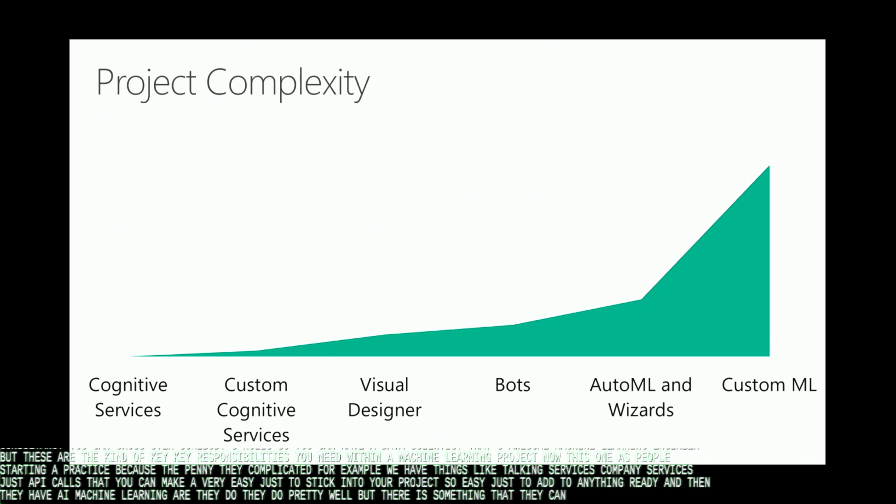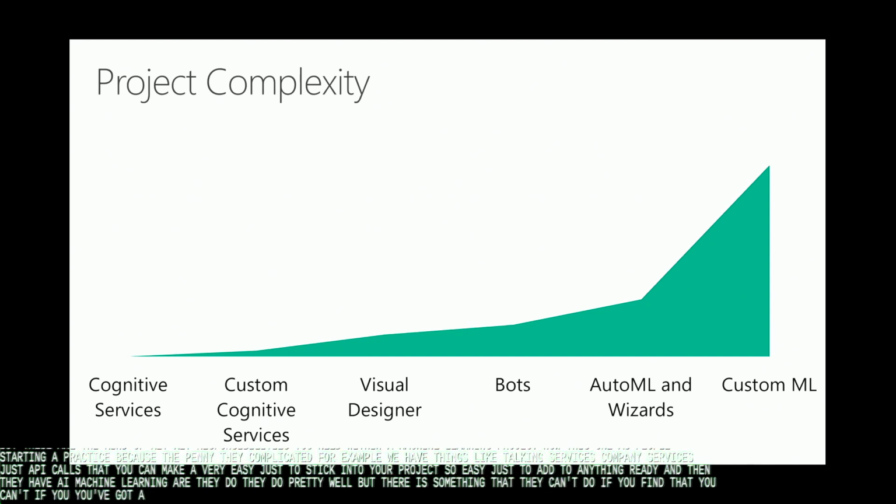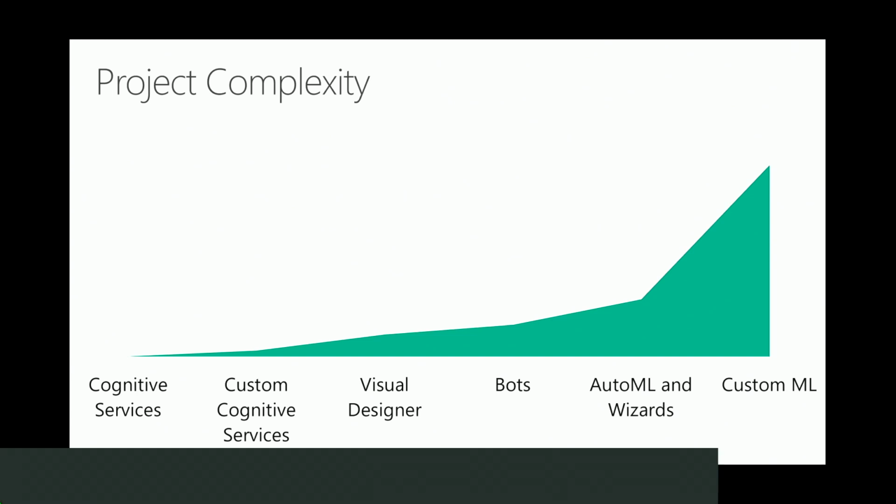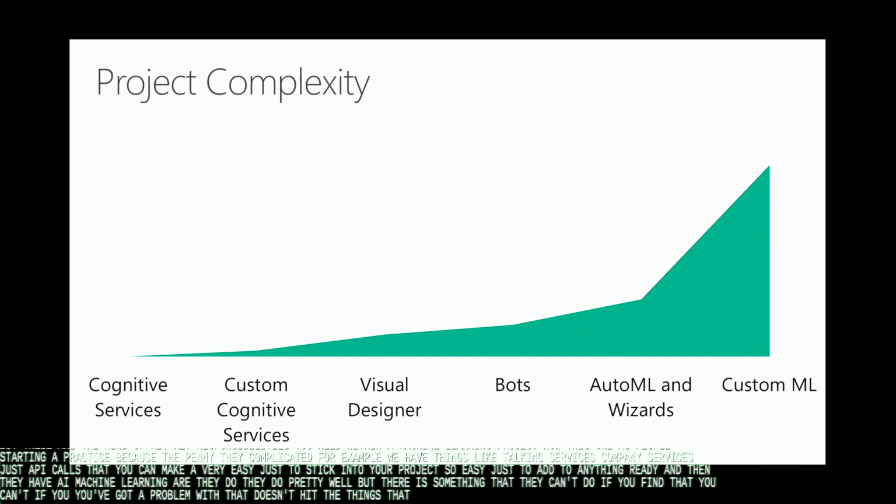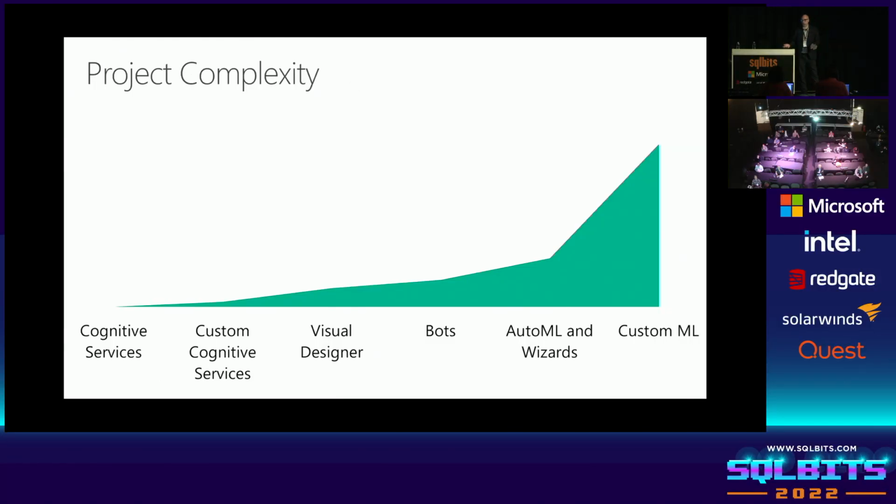If you've got a problem that doesn't hit the things that cognitive services can do, i.e. you have to go off and start developing your own, that can take a project from a couple of weeks to a couple of months, because you then have to go off, train a model. Might be a complicated model, depending what it is. Might be a deep neural network. And then you might need all of those data scientist skills to be able to get you there. So being aware of what's possible is pretty key in being able to anticipate how long a project is going to take.